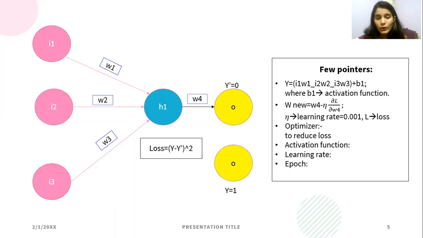Right. So now we need to compare both our y dash and y, which is the actual answer, by a loss function. So the loss function, as you can see, is y minus y dash, the whole square. That is the formula for the loss function. Now, after calculation of that, you can see that the loss value is 1, right? Because 1 minus 0, the whole square, is 1.